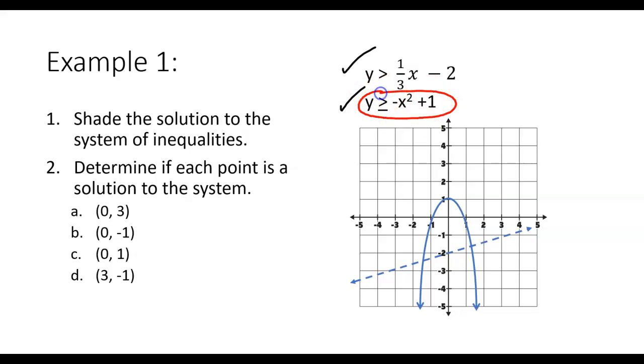Which shape is this? It's a quadratic, and what do quadratics look like? They look like a U shape. So we know it's a quadratic because there's a square there. Okay? So we know that's the U shape. So we know that's this one.